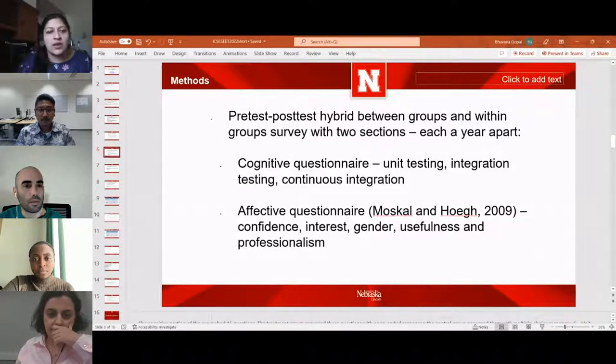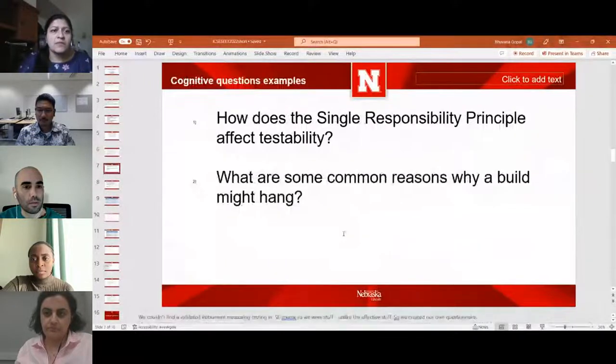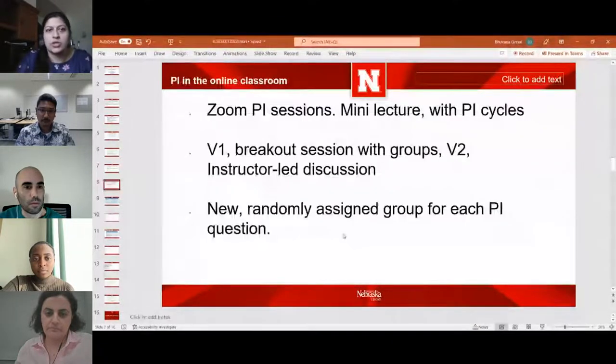So unit testing, integration testing, and continuous integration questions were in the cognitive questionnaire. And for the affective questionnaire, we used a previously validated instrument by Moskal and Hegg, which covered 5 different constructs: confidence, interest, gender, usefulness, and professionalism. Here's an example of what a cognitive question would look like. How does the single responsibility principle affect testability? Or something like, what are some common reasons why a build might hang in continuous integration?